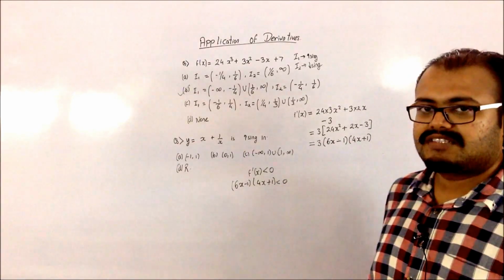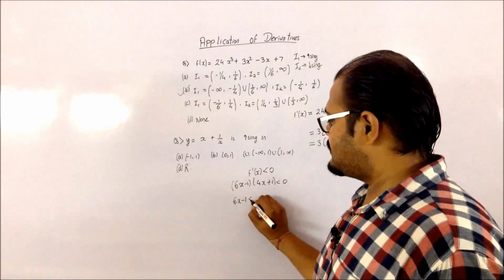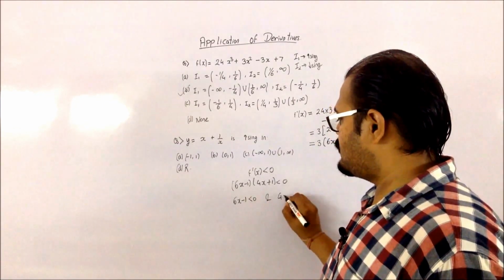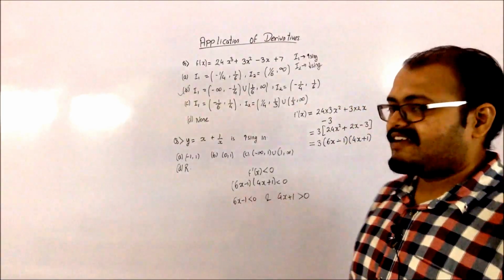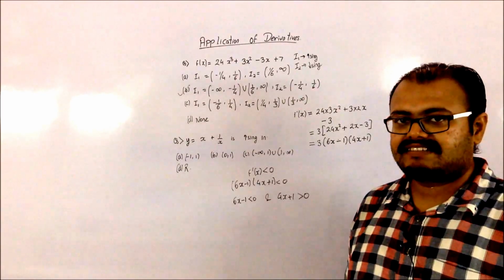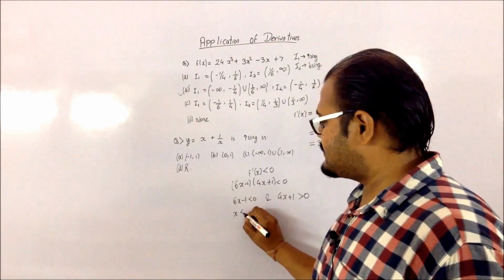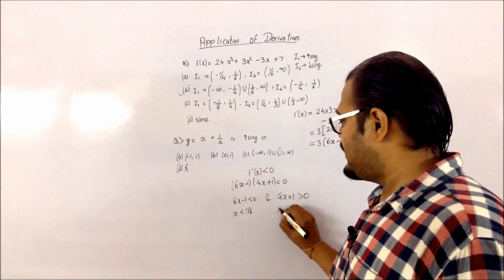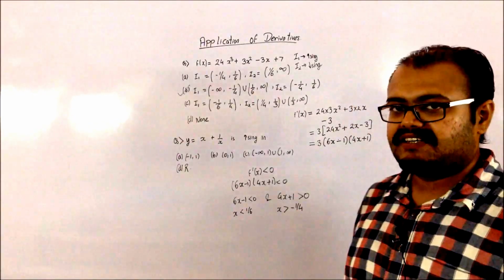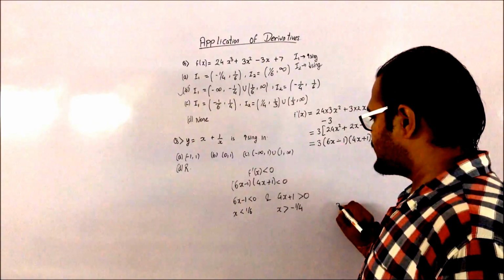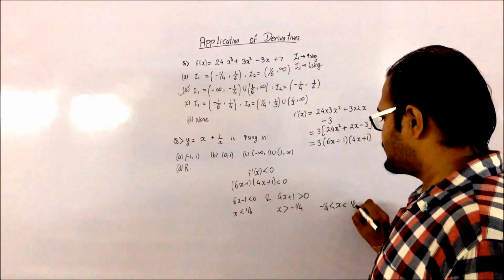This product should be less than 0. That is only possible when 6x minus 1 is less than 0 and 4x plus 1 is greater than 0, because if either one of them is negative, the product will be negative. So from this I will get x is less than 1 by 6 and x is greater than minus 1 by 4. If you draw this graph, you will get x greater than minus 1 by 4 and less than 1 by 6.